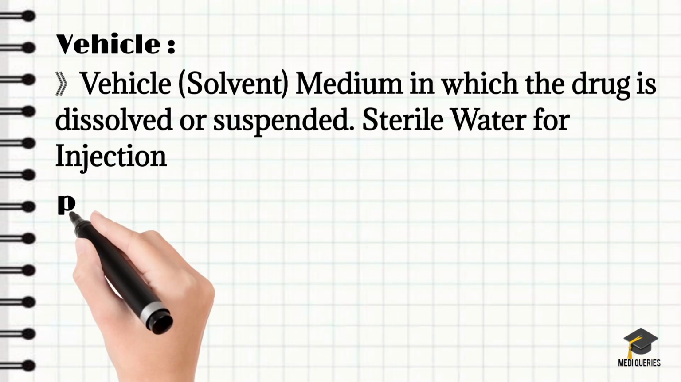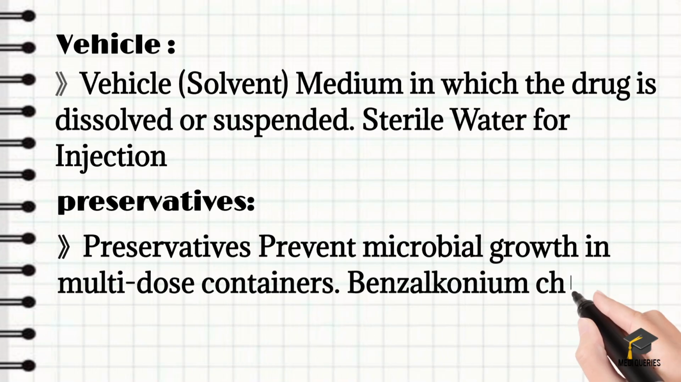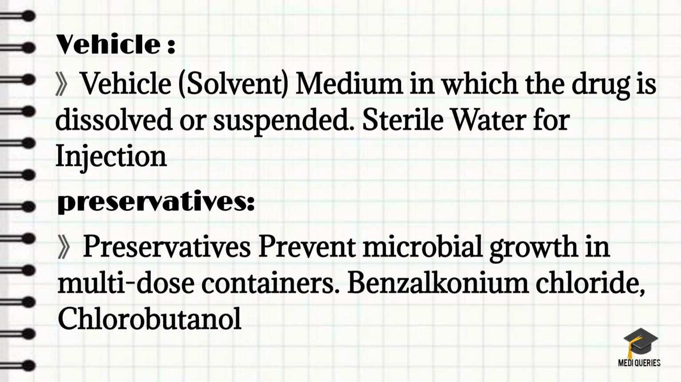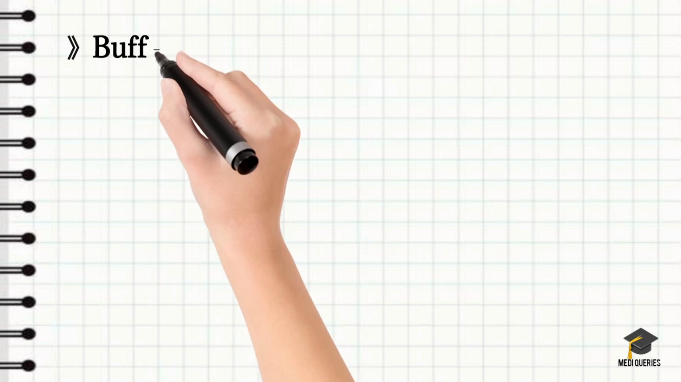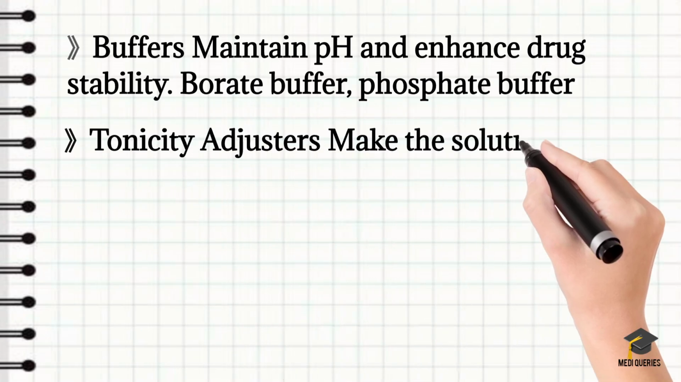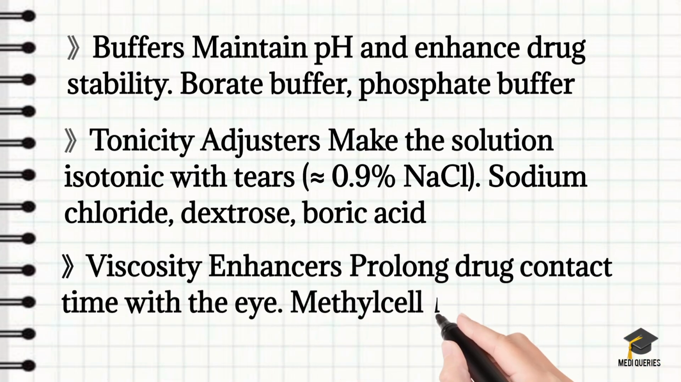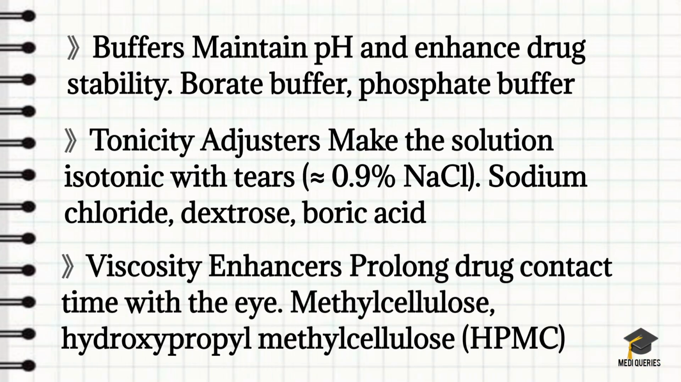The vehicle is also called a solvent. Usually purified water is used to dissolve or disperse the drugs and other ingredients. For oily drugs, for example in ointments, suitable non-aqueous vehicles may be used. And the next one is the pH and buffers. Normally tear fluid has a pH of 7.4. So the formulation's pH should be close to this for comfort and stability of the drug. Buffer systems like phosphate buffers and borate buffers are also added to maintain the pH.